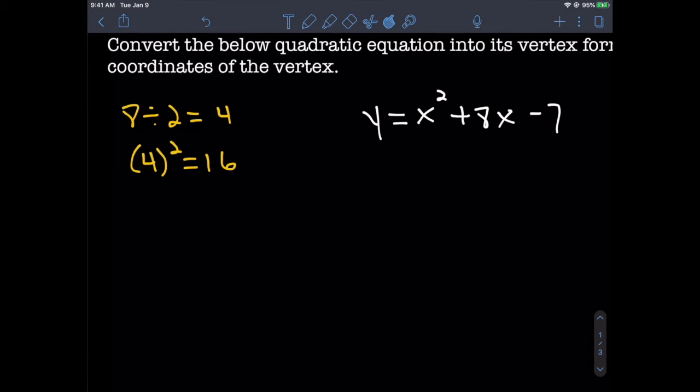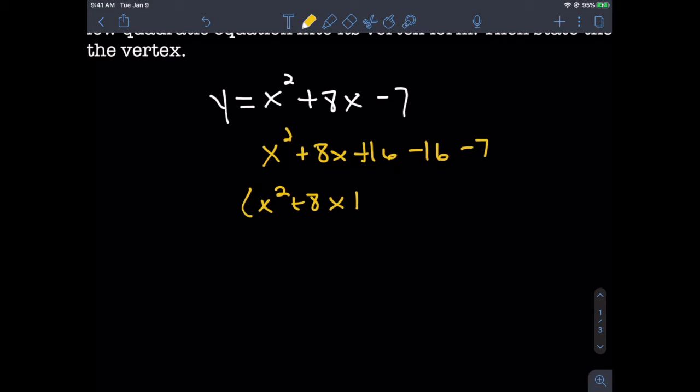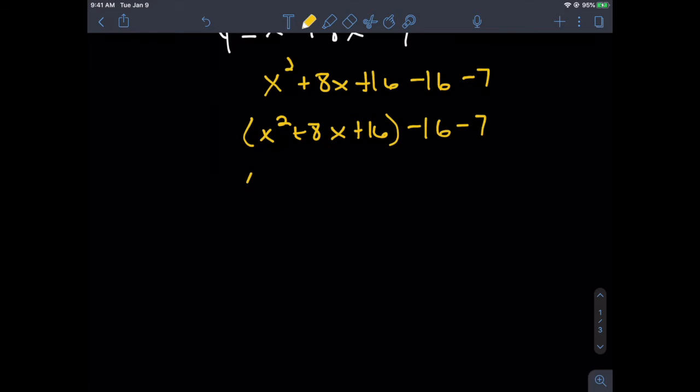And then to proceed, we must add and then subtract in that order 16 immediately after the 8x. It must be in that order, and it must be immediately after the linear term, because otherwise we're not going to produce our perfect square trinomial, and, well, that's kind of the point of the whole process. Here we're going to group our perfect square trinomial together so we can factor it a little bit more easily, and then everything else stays the same.